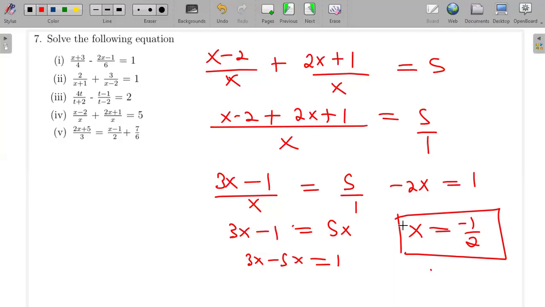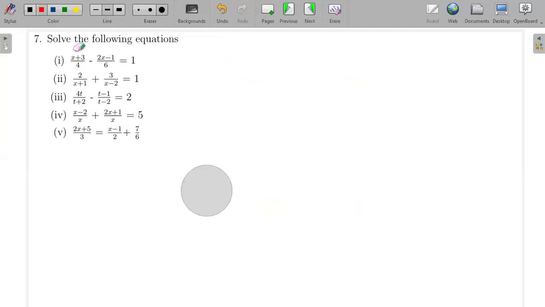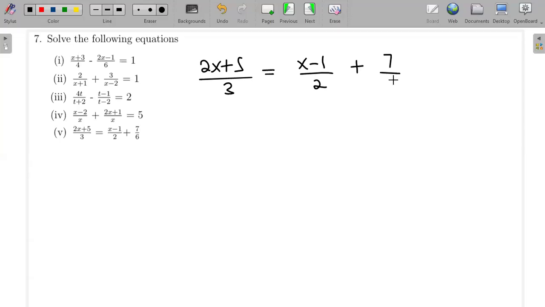And then let's look at part 5. So part 5, we have (2x + 5)/3 = (x − 1)/2 + 7/6. So we first have to combine what we have on the right-hand side because we have two expressions there. So the common denominator here is 6.